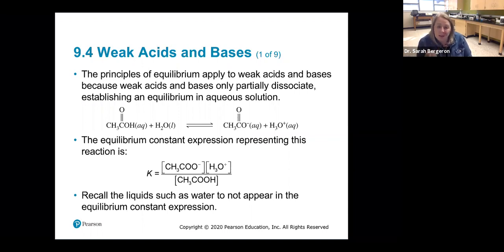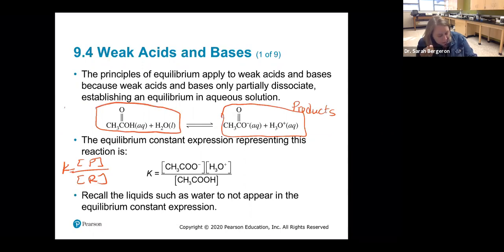So it's the same thing. K is still equal to the concentration of our products over the concentration of our reactants. So if we look at trying to write this equation for what we've given here, what do we have? Well, here are our products, and here are our reactants. And remember, when we're writing these equilibrium expressions, if it is a liquid or a solid, we don't write it. So we're not going to write this liquid in the equilibrium expression.